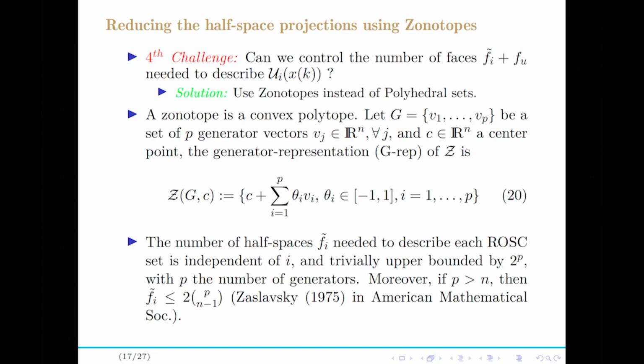So what is a zonotope? A zonotope is a convex polytope which is defined by a center C and a set of generator vectors in equation number 20. The number of half spaces, or the number of faces, we need to describe each robust one-step controllable set in the format of a zonotope is upper bounded by 2 to the power of p, where p is the number of generator vectors, which is a trivial upper bound. Also, if p is bigger than n, where n is the dimension of our space, then we can define this upper bound for the number of faces we need to describe a zonotope.